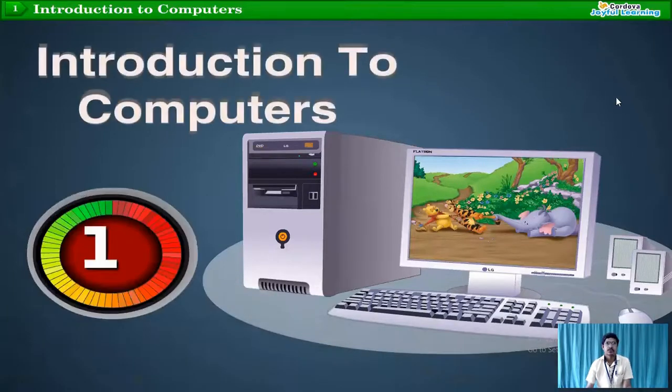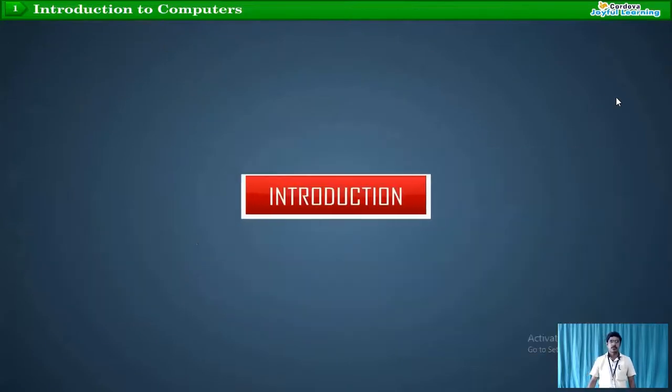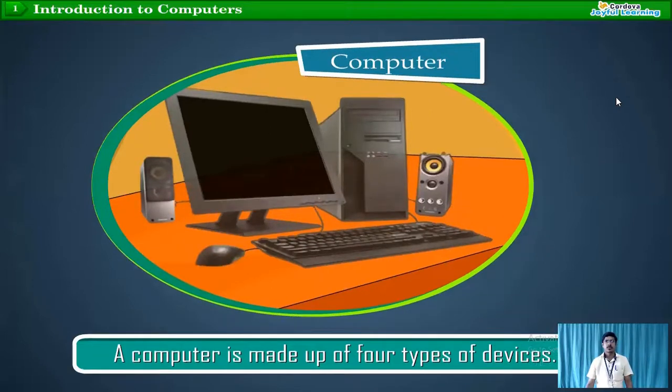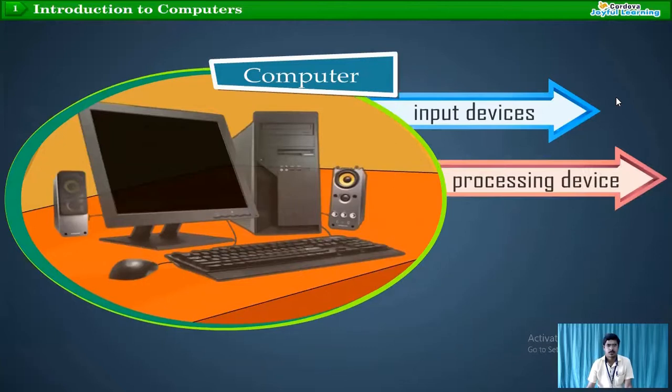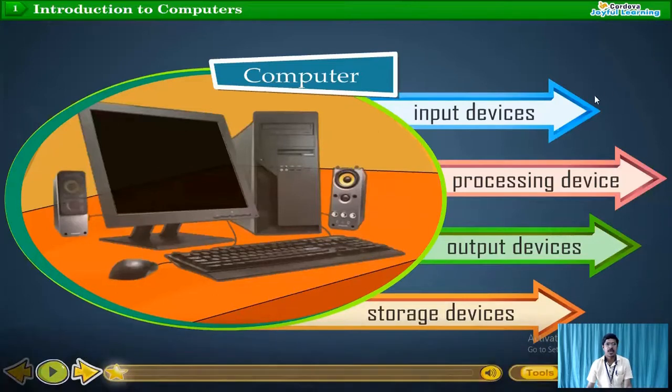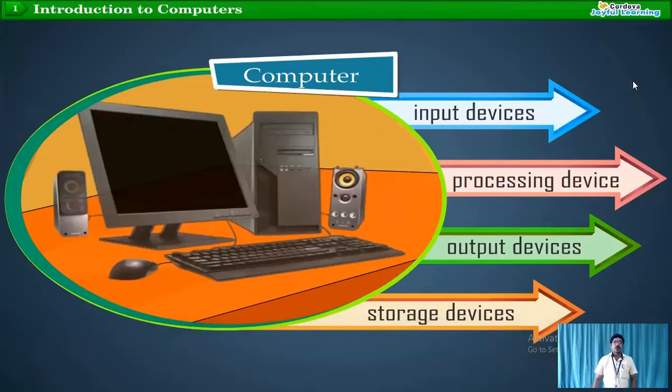Chapter 1. Introduction to Computers. Introduction. A computer is made up of 4 types of devices: input devices, processing device, output devices, storage devices. Now dear students, now see this photo on screen. That computer is made up of 4 types of devices. Some devices are input devices through which we can give the input to your computer, and one CPU is there inside that CPU box. That CPU is called the processing unit. It will process that data and it will give the output on the screen.